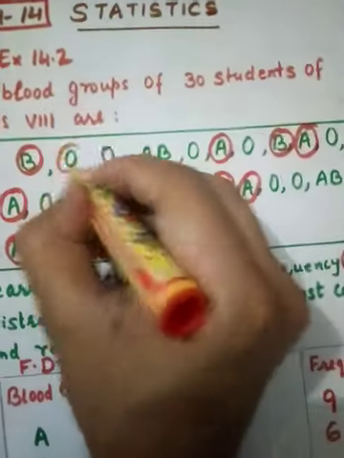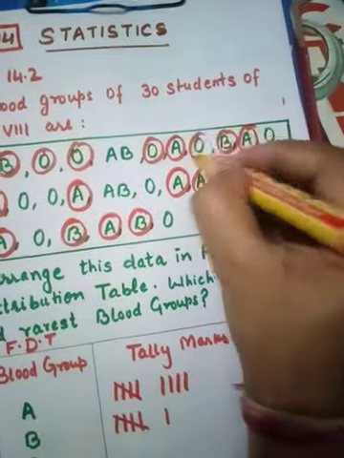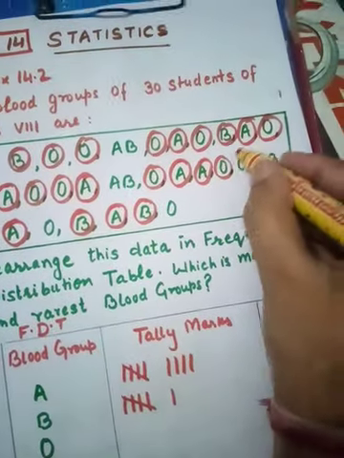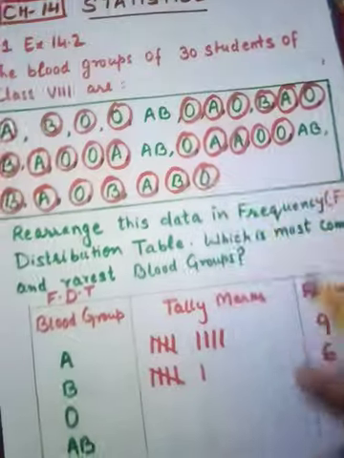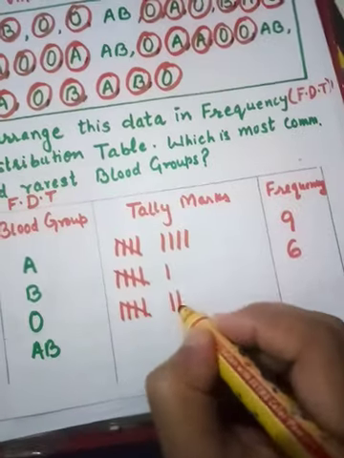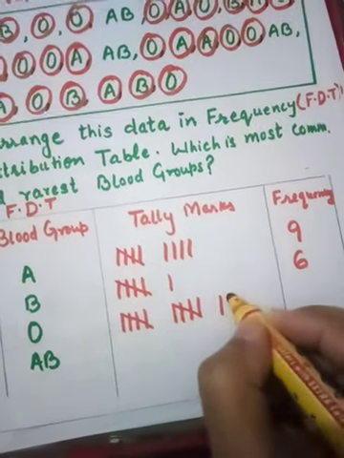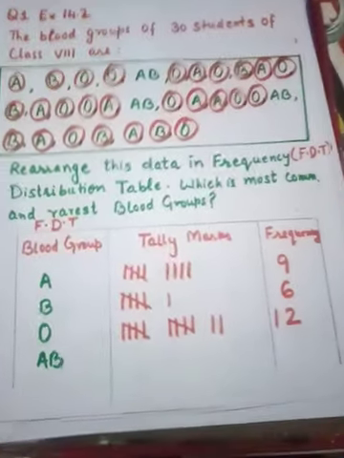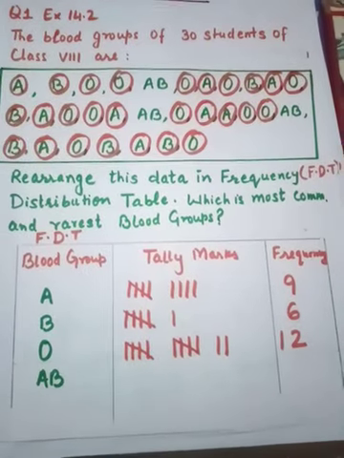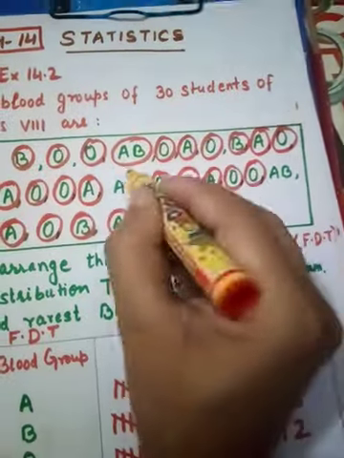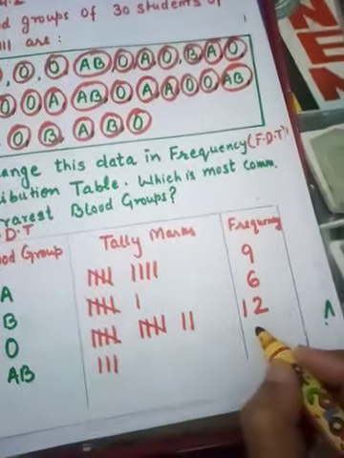Next blood group is O. Let's see here: 1, 2, 3, 4, 5, 6, 7, 8, 9, 10, 11 and 12. So 12 is the number in the frequency over there. If you are done up to here, let's do the last blood group, that is AB: 1, 2, 3. So 3 here.